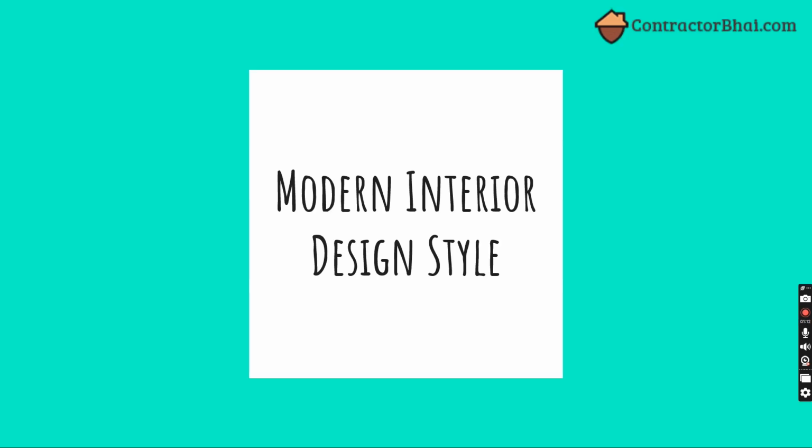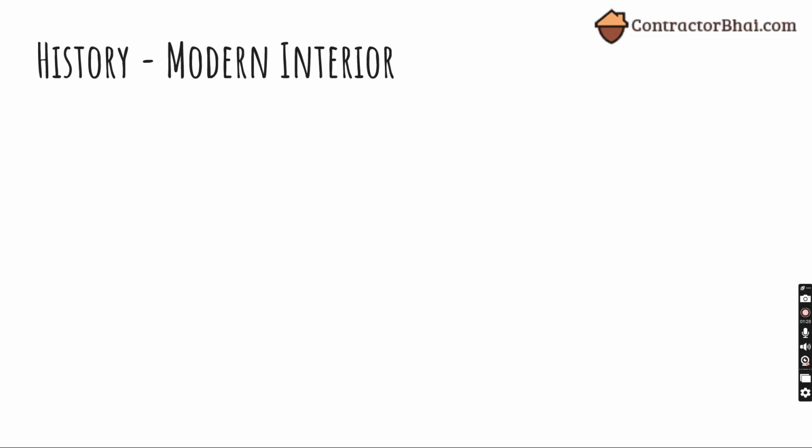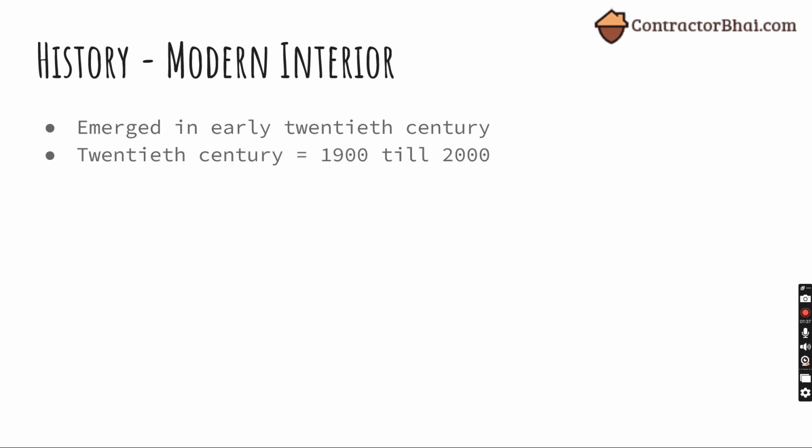Okay, so modern interior design style, we are going to talk in great detail about this. We are going to spend a minute or two extra on this style, because it is like the base of a lot of other interior design styles. So what is modern interior design style? It emerged in the 20th century, between 1900 and 2000. India got independence in 1947, and most of these ideas for modern interior style were emerging in Europe.